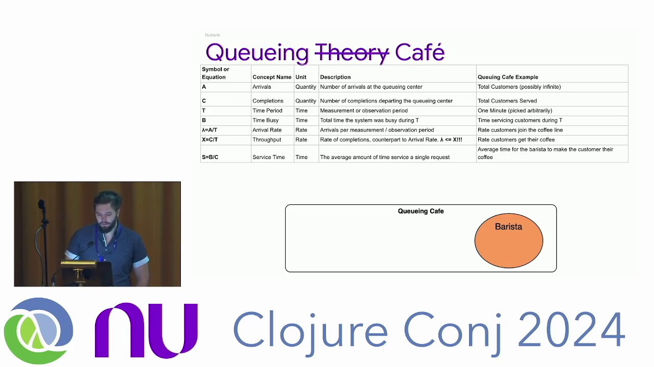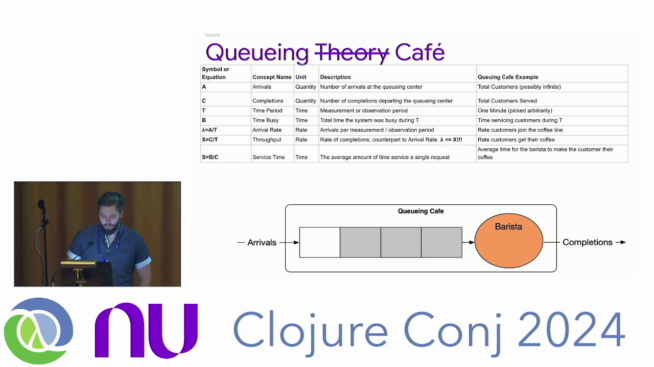Completions, C, these are the total number of customers served. T is an observation period. So this is a measurement period that we picked arbitrarily as 1 minute, just to make the math easy. B is the busy time that you spent servicing customers during the measurement period T.